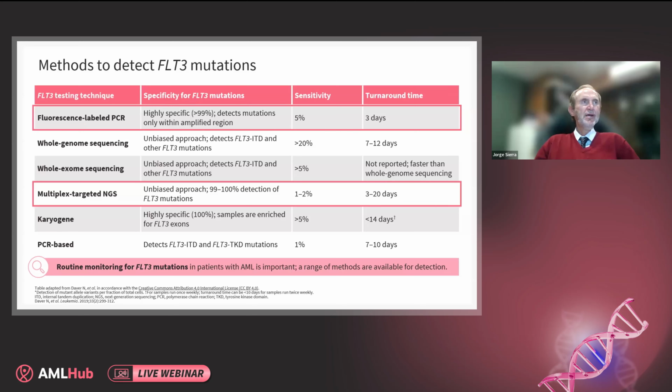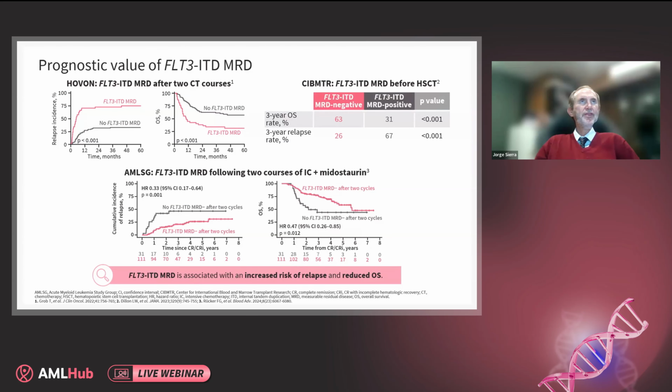Targeted NGS is useful because it can also give us information on co-mutations, and because it may detect FLT3 mutations beyond the hotspot regions. NGS for FLT3-ITD has been shown to be very important to investigate minimal residual disease.